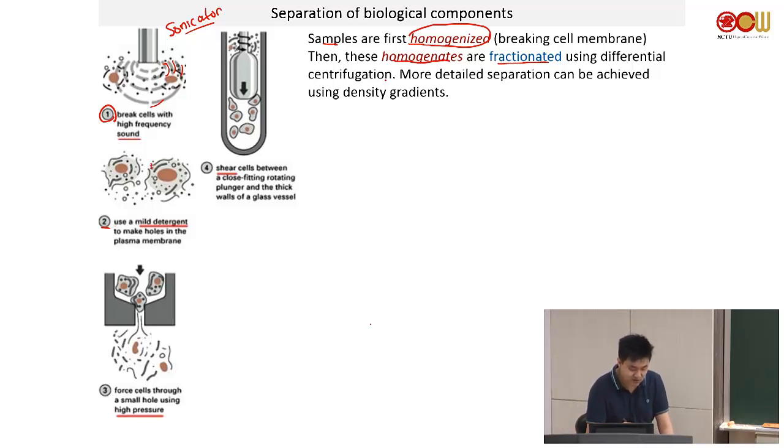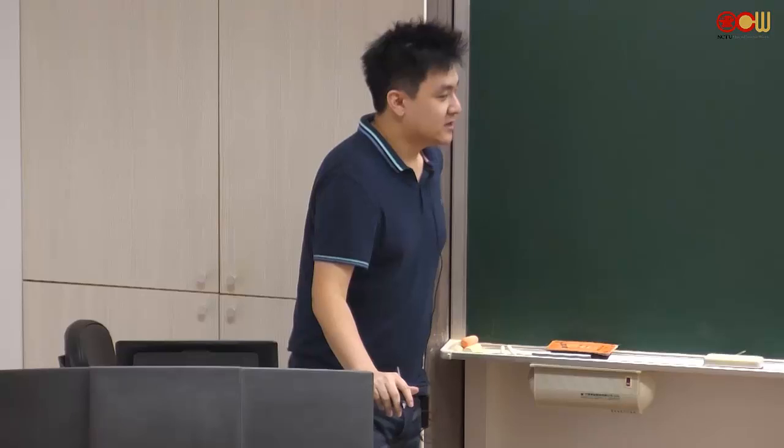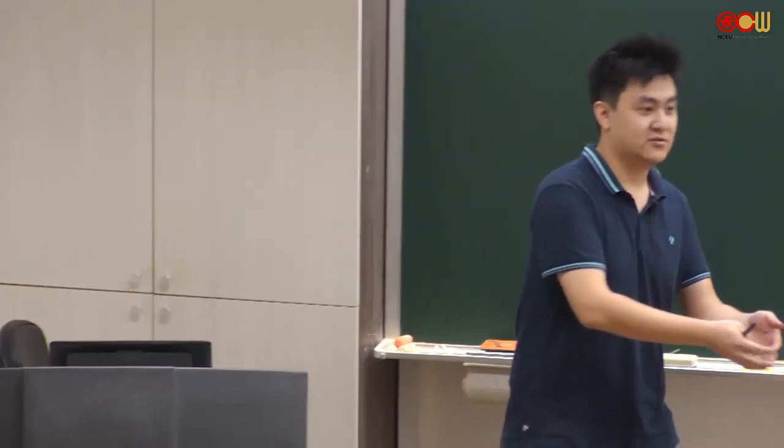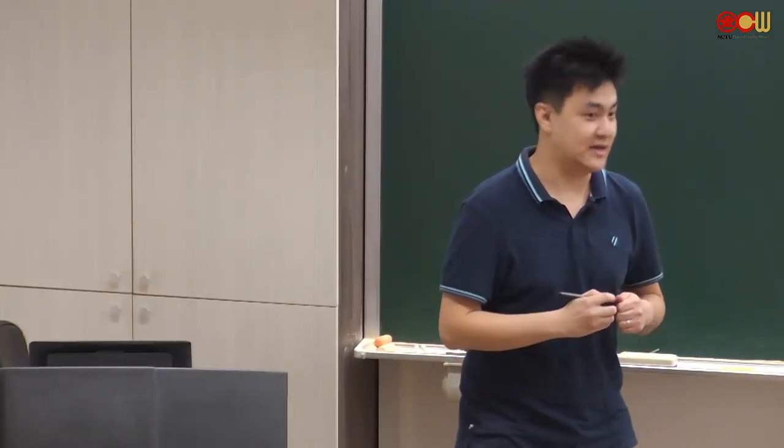These mild detergents will be used to dissolve the cell membranes. Okay, you dissolve the cell membrane. Cool? And this is useful for a high throughput purpose. Let's say today you want to process 300 samples. If you use a sonicator, that's going to take a long time. Each sonication takes about 3 minutes, and you have 300 samples. Yeah, that's not going to work.